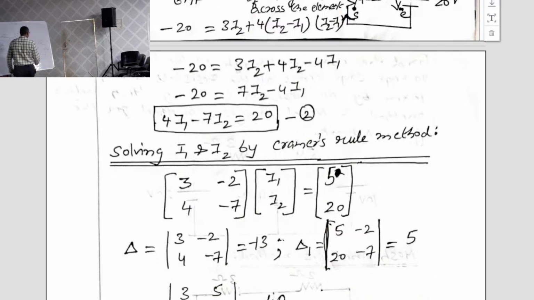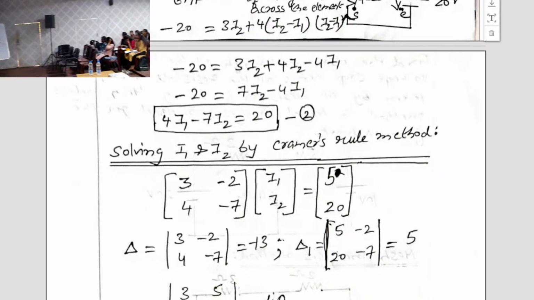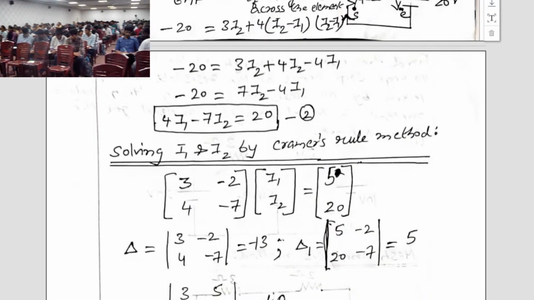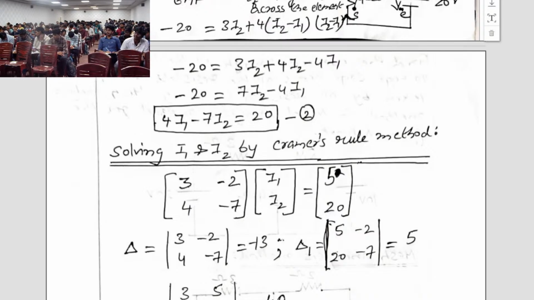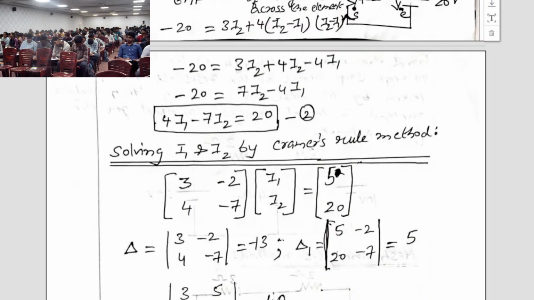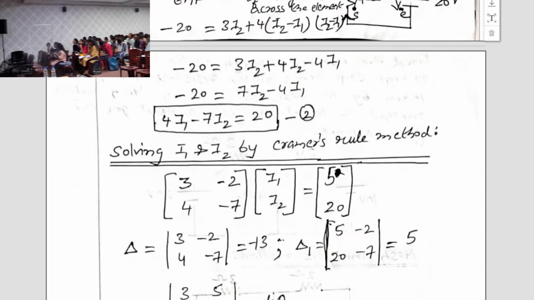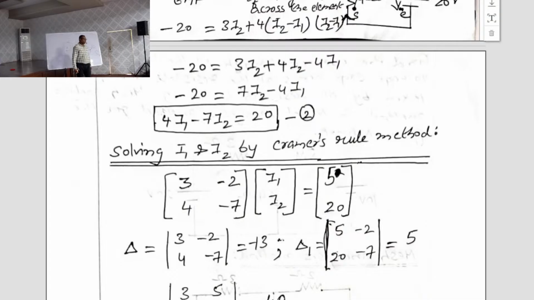The first information: starting, ending. Your assumption is clockwise. Starting, ending, first element, second element, third element, ending. Now the current through the resistors: I1, and the current through 4 ohms, I1 minus I2.